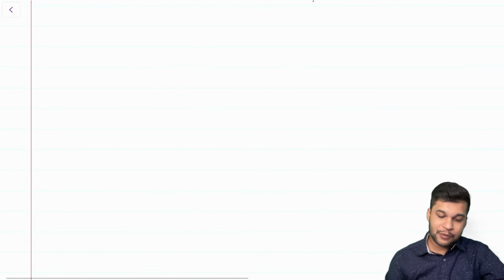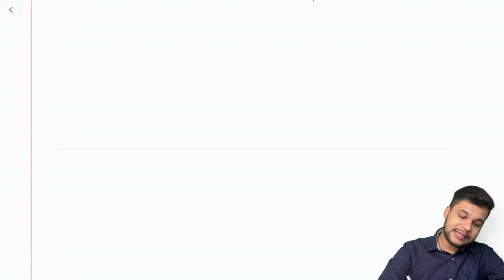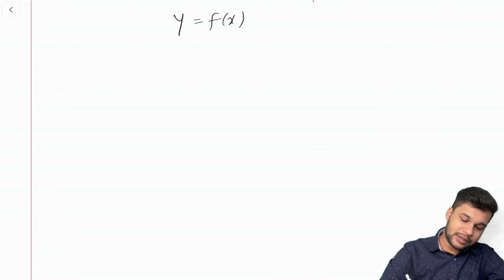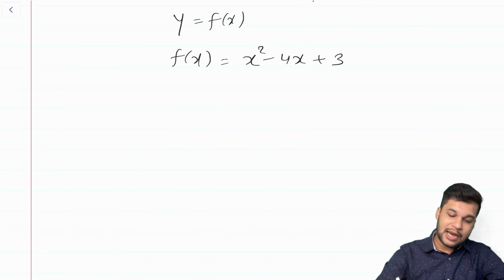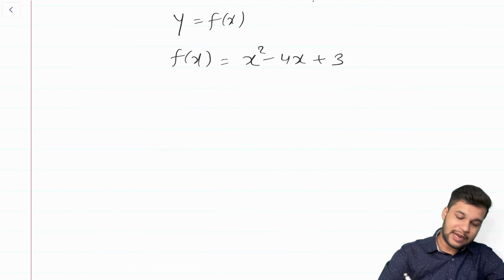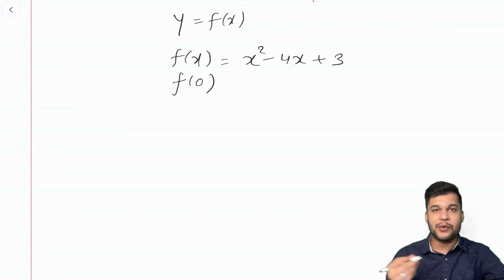Now I'm going to teach you something very interesting. Let's say you have y equal to f of x, which is such that f(x) is equal to x square minus 4x plus 3. Someone asks you to find the value of f of 0. How do you find it?